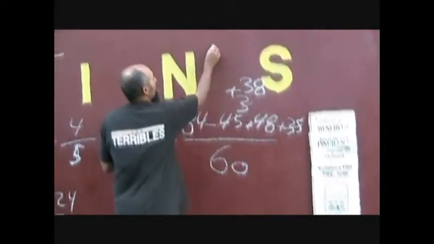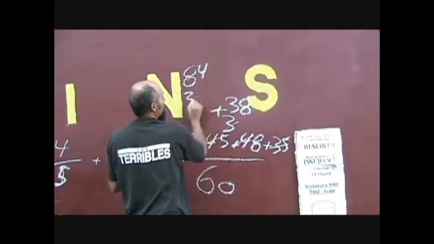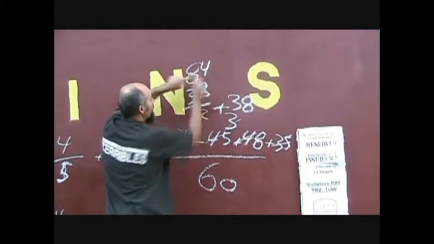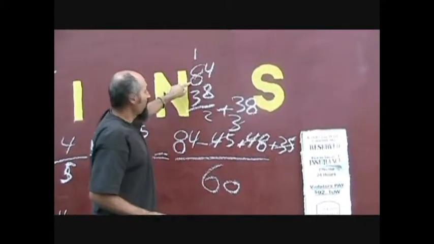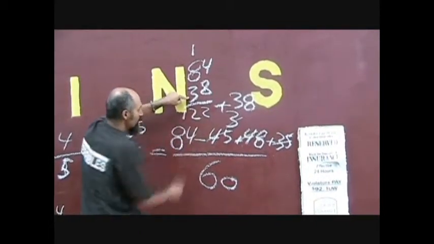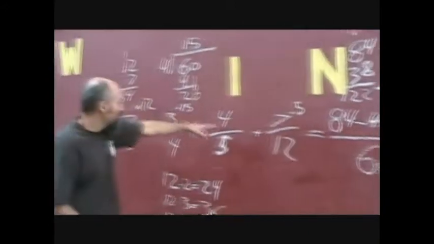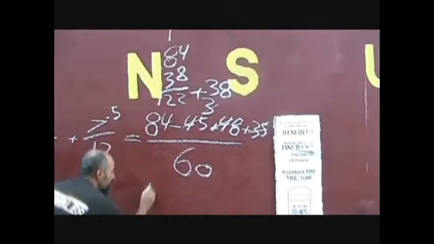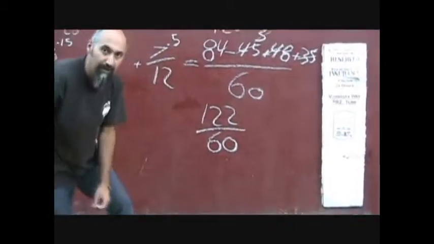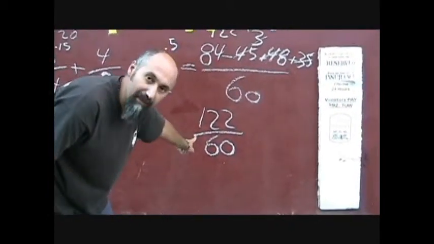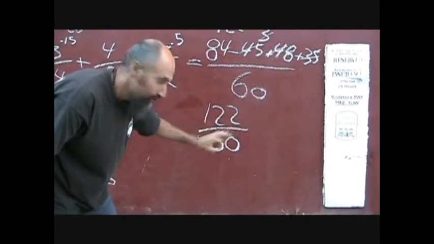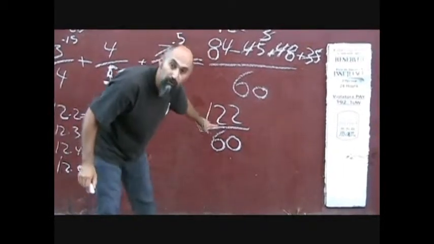Let's do this up here. 84 plus 38. 4 plus 8 is 12. You carry the 1. 8 plus 1 is 9. 9 plus 3 is 12. So all of this turns out to be 122 over 60. Now you cannot leave it like that. You have to break that down into its lowest form. Now they're both even, so you know 2 goes into these.